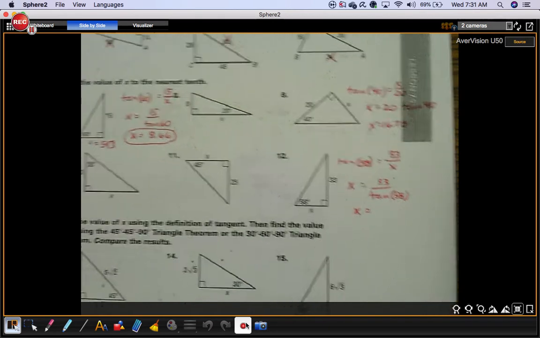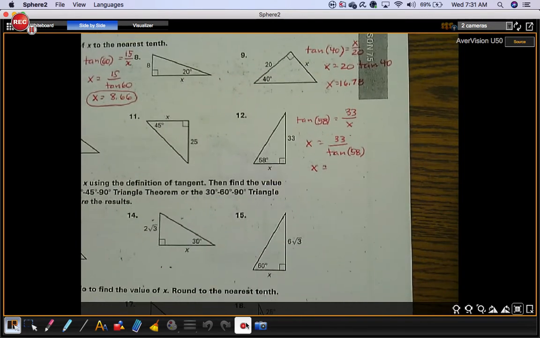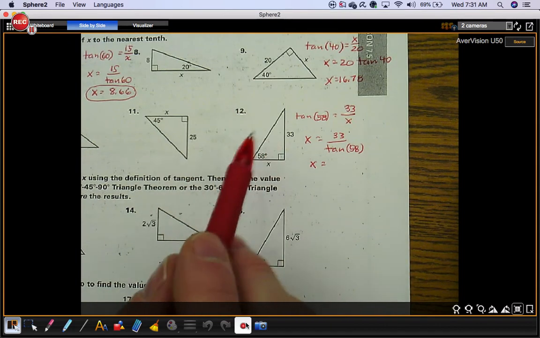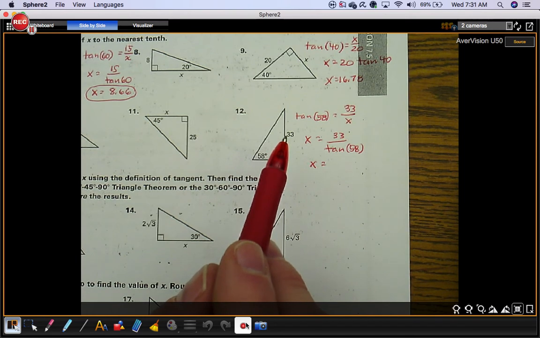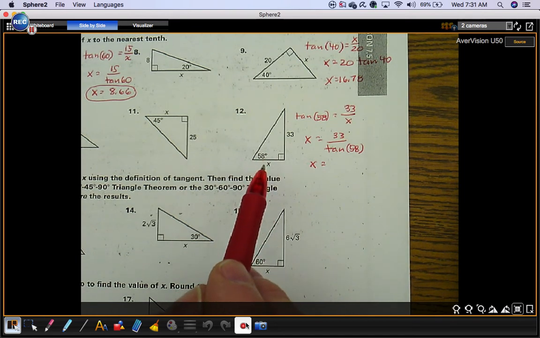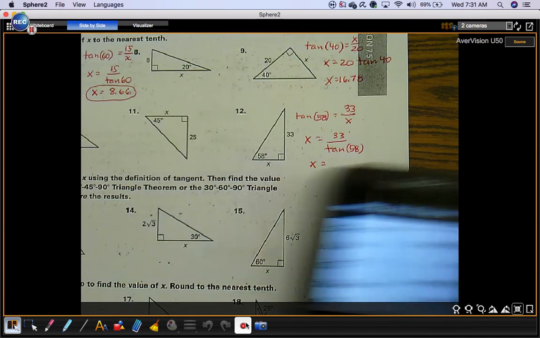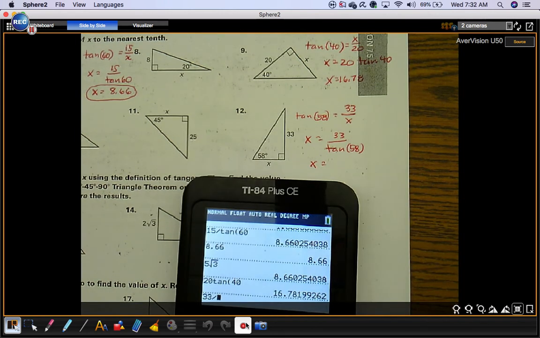Now, I didn't talk about this on the other ones, and I probably should have. If you watch the other videos, you're aware of this. If this angle's bigger than 45, which it is, then this is the longer leg. That means that's the shorter leg. So this better be less than 33. 33 divided by tangent 58 is 20.62.